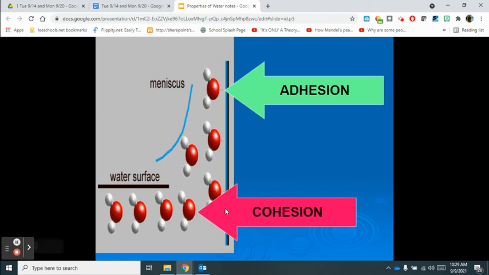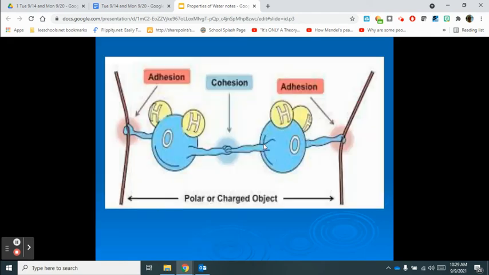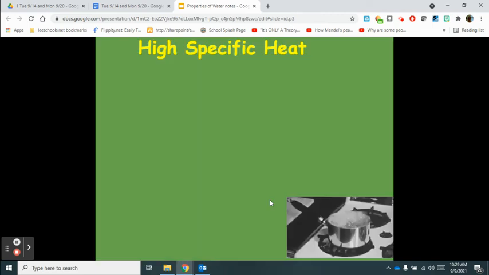Cohesion is the water molecules sticking together here. Here's the water surface, and then we have the adhesion, and it's attracting to the side of the glass. This is in a graduated cylinder when you're reading the meniscus. Here's just another picture. Adhesion, it's grabbing onto something else. Cohesion, working together. And they're polar or charged objects. If it's non-polar, it will not be attracted to it, like oil and water.